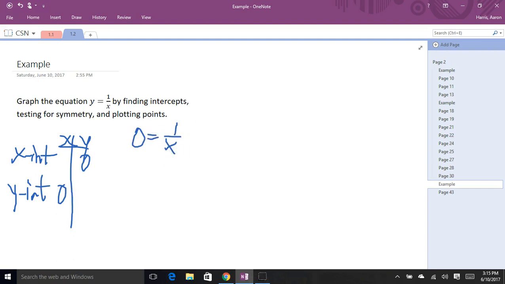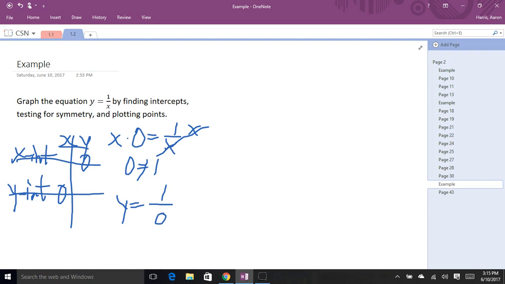If you've got 0 equals 1 over x, you try to get that x on top, and you notice that 0 equals 1. This is not going to happen. You're not going to have an x-intercept here. 0 obviously cannot be 1. Now we see if there's a y-intercept by letting x be 0. 1 divided by 0, you can't divide by 0, so we have no y-intercept either. Let's go ahead and test this for symmetry.